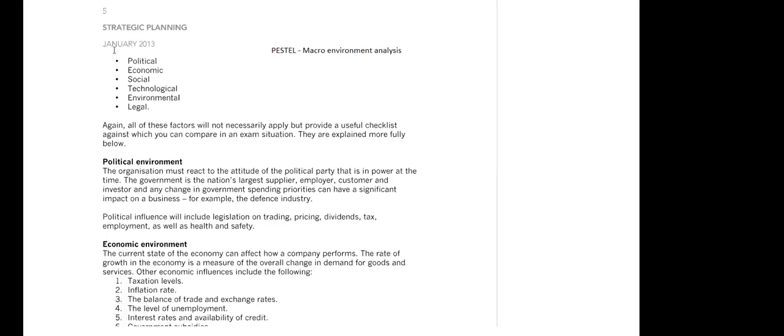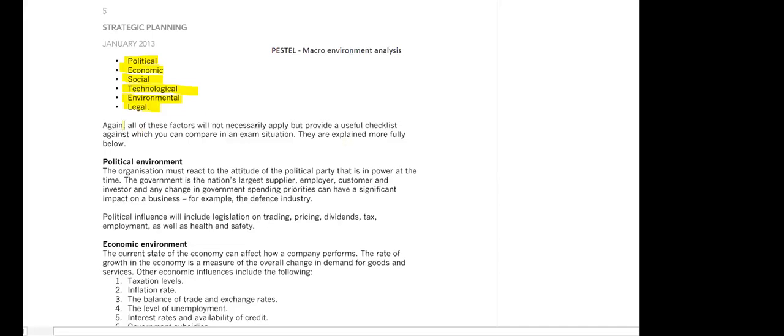So what is PESTEL all about? Let's understand this concept of PESTEL. It's a very interesting framework. Political factors, economic factors, social, technological, environmental, also known as ecological, and legal factors.